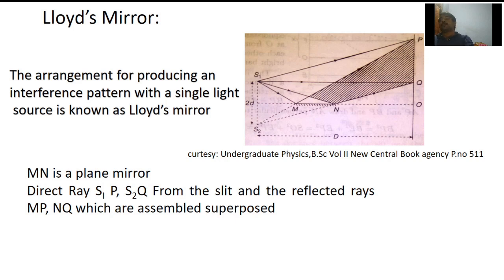In Lloyd's experiment, the reflected beam from S2 has suffered reflection at a denser medium and undergoes a phase change of 180 degrees, while the direct beam from S1 does not undergo such a phase change. So that's why in Lloyd's experiment we get a central dark band.